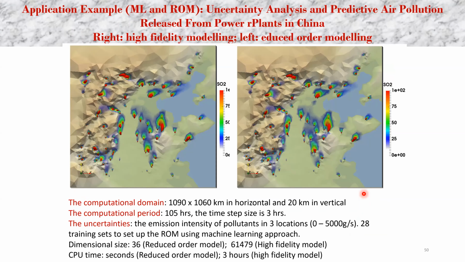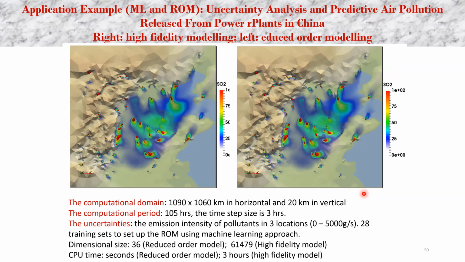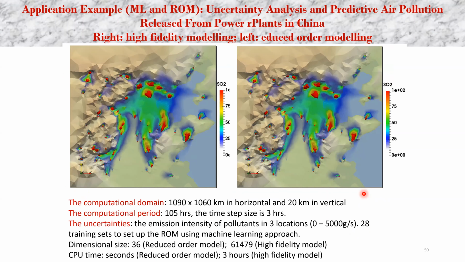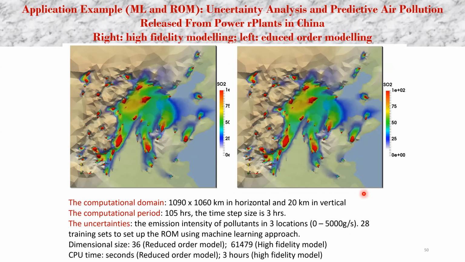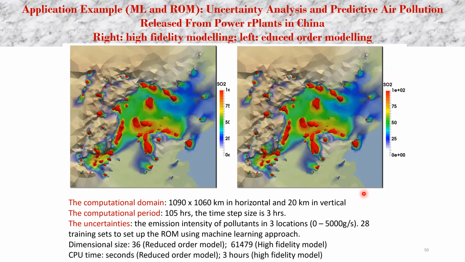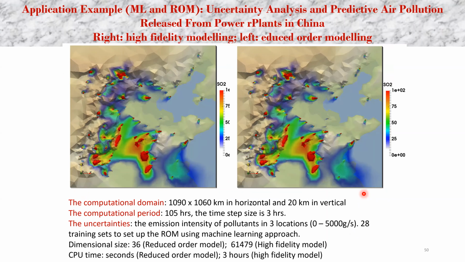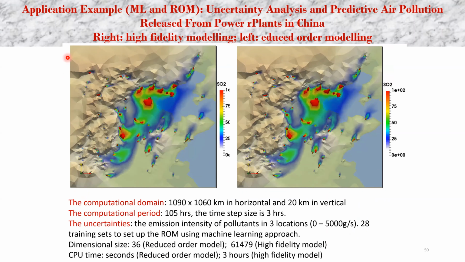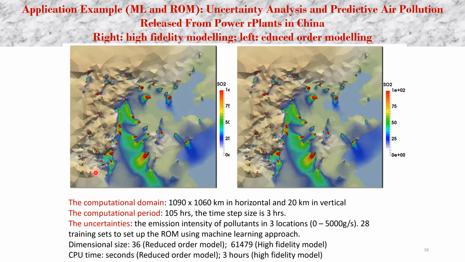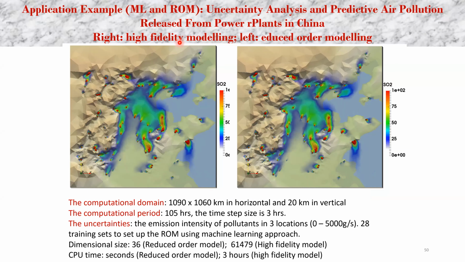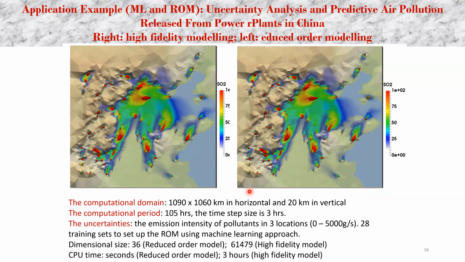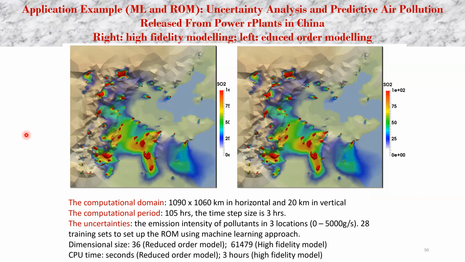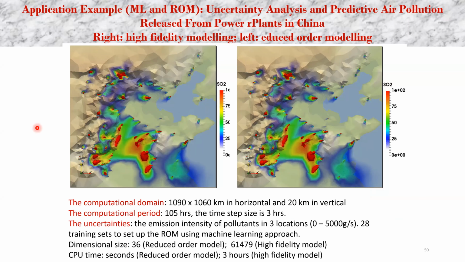Okay, now we go to the real-time, realistic applications. This one uses the reduced order machine learning model, applied to air pollution prediction in China. The area is 1,000 kilometers by 1,000 kilometers horizontally. In the vertical, as I remember, there are about 11 layers up to 20 kilometers.